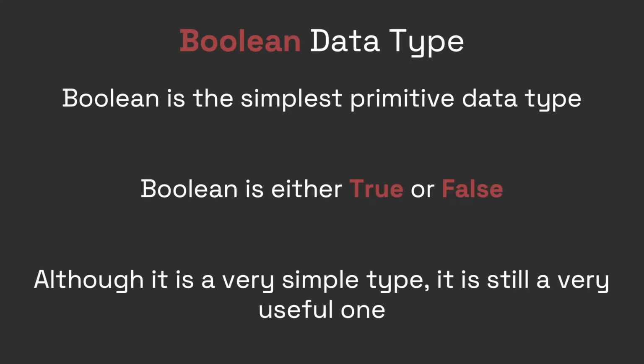Finally, there is Boolean. Boolean is the simplest primitive data type. It is simply just true or false. In binary, it is a single bit of either 1 or 0. Even though it is very simple, we will eventually learn that Boolean values are extremely important in other computer science concepts, so it is definitely still quite useful.